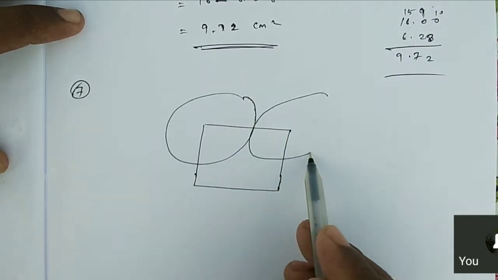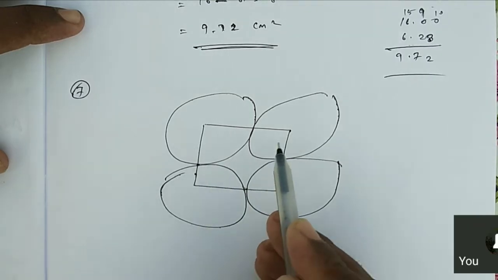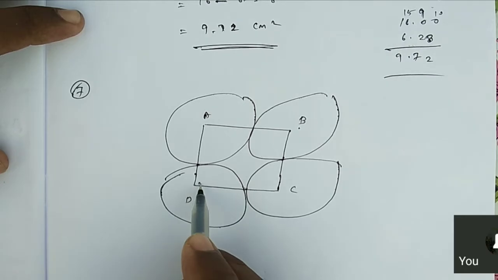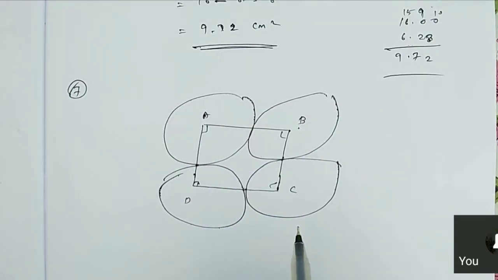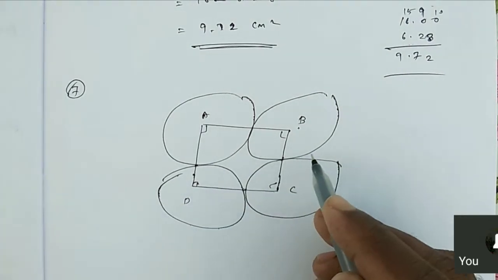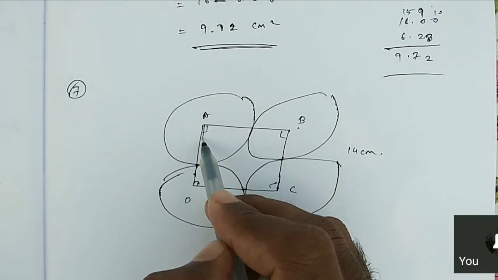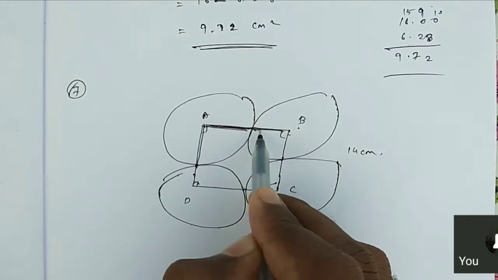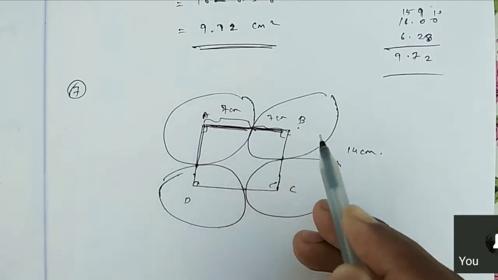A, B, C, D. Each angle is 90 degrees because it's a square. What is the side of the square? 14 centimeter. So the square has a side of 14 centimeter. What about the radius? For this side, the total is 14. What about the radius? This part alone is 7 centimeter, 7 centimeter, right?